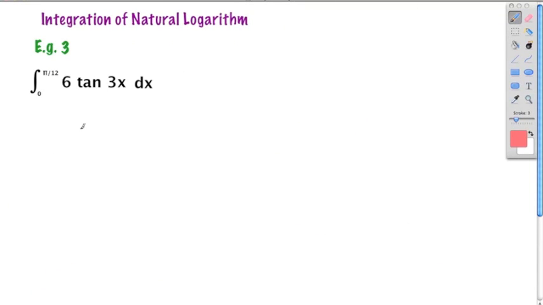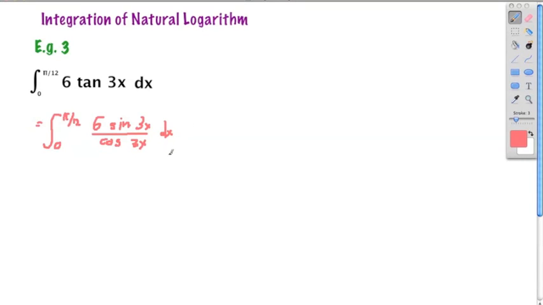This is the last question, and it involves the integration of a trigonometric function. So when we see this type of question, we want to make the trigonometric into a simpler form. And in this case, it's tangent 3x. So I will make it into a simpler form, and I will change it to sine 3x over cos 3x, because it will give us tangent 3x.